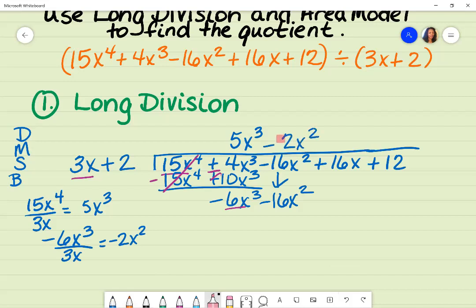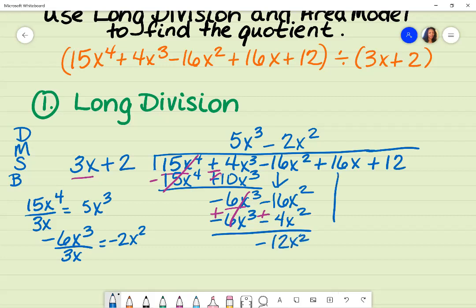Start the process again. Multiply the negative 2x squared times the entire divisor. Take that answer and I place it here. So that's negative 6x cubed. Again, they should look exactly the same. Negative 2x squared times 2 is negative 4x squared. My next step tells me to subtract, which simply means changing the signs. This one goes away. I'm left with negative 16 plus 4, which is negative 12x squared. Bring down my next term.